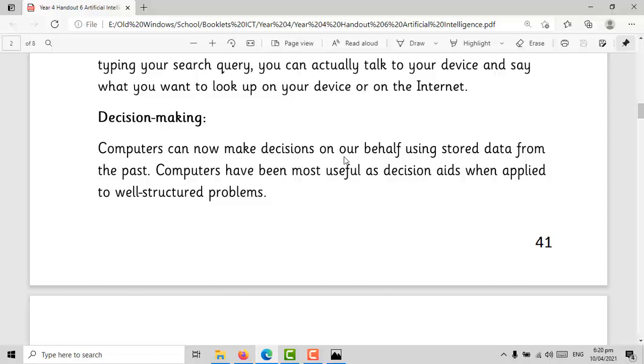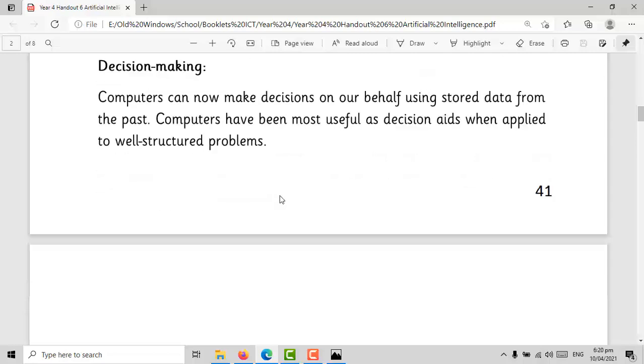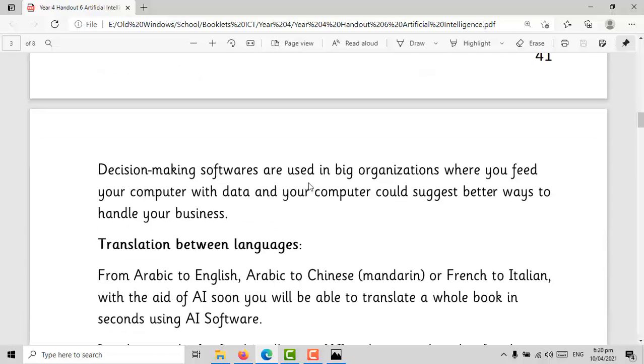Computers can now make decisions on behalf of us using stored data from the past. So it collects data from the previous days or months or years, and computers have been most useful as decision aids, as in it helps you in making decisions when applied to well-structured problems. Decision-making software is used in big organizations where you feed your computer with data, and your computer could suggest better ways to handle your business.